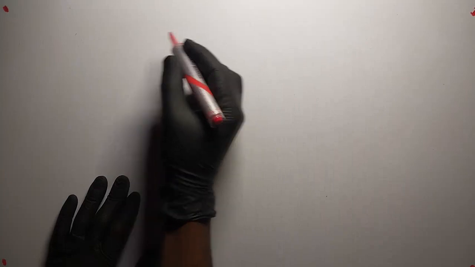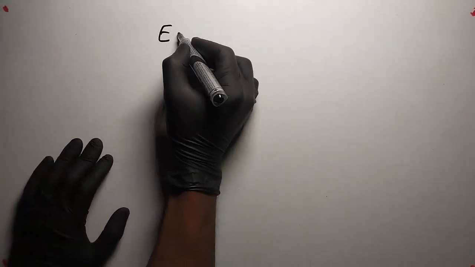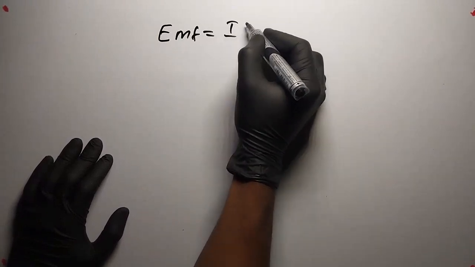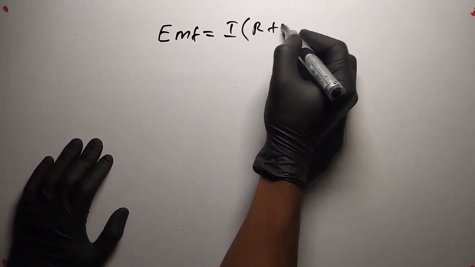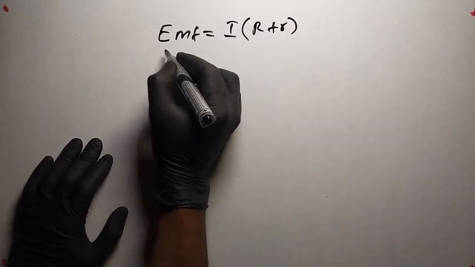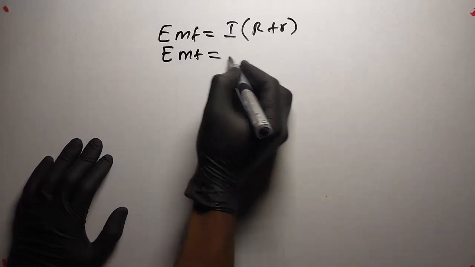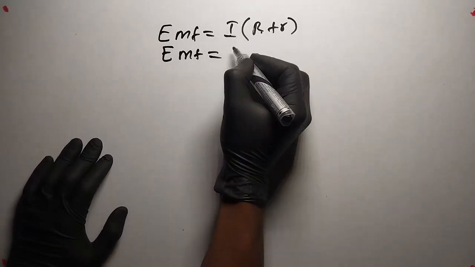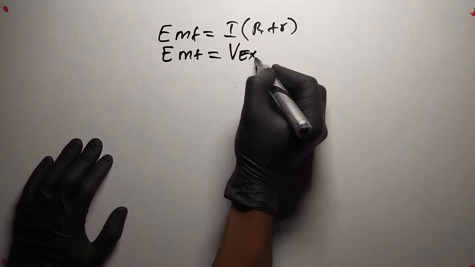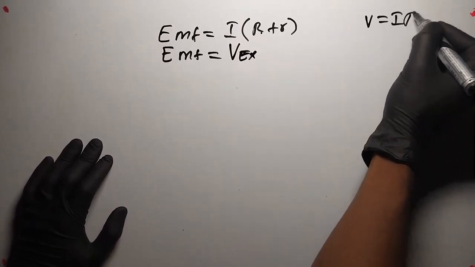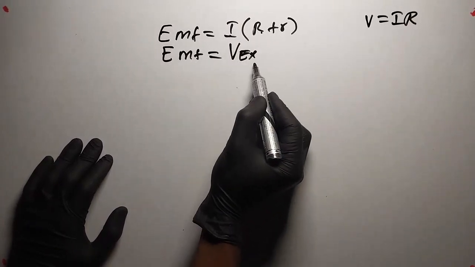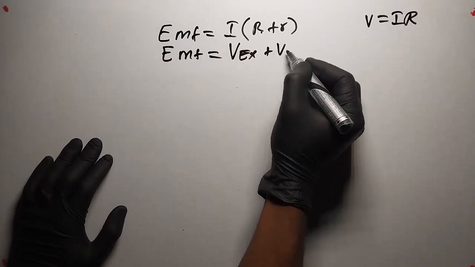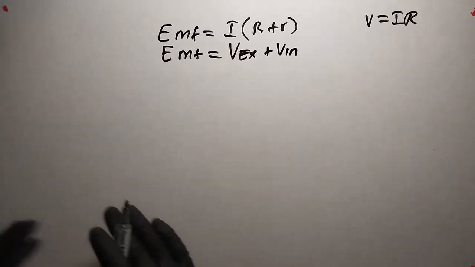When you remember the formulas, the EMF equals I times (R plus r), or you can put it this way: the EMF is equal to I times R, where this R is the external resistance, so it's your V external, because V is equal to IR. So this is going to give the external voltage plus your V internal.